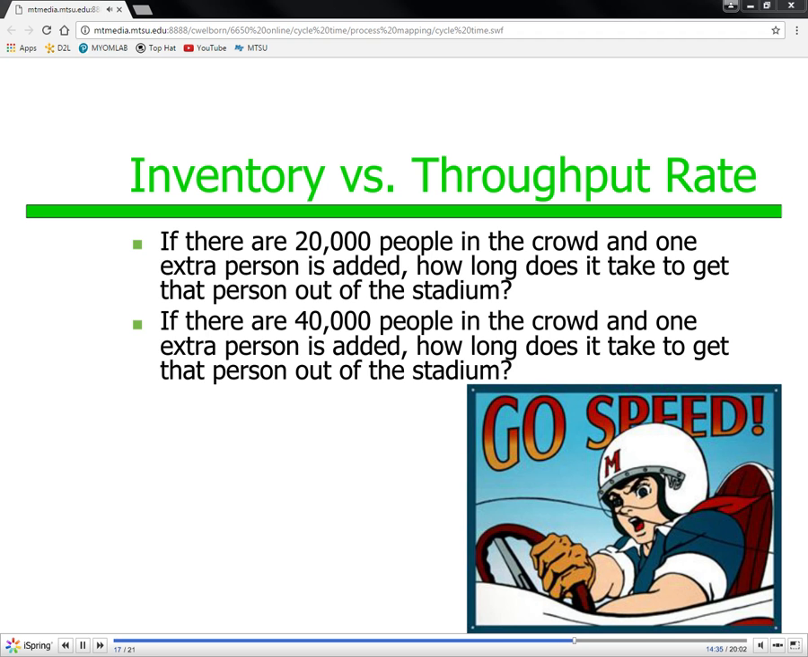Same situation here, but we got 40,000 people. 1 person walks up to the back of the line. Still, cycle time is WIP over exits, or WIP over throughput rate. The WIP is 40,000 now. My exit or throughput rate is still 20 people per minute, and now it takes 2,000 minutes to get out. So again, this is kind of like the Disneyland example. The throughput rate doesn't go up or down, but when WIP goes up, then your cycle time goes up.